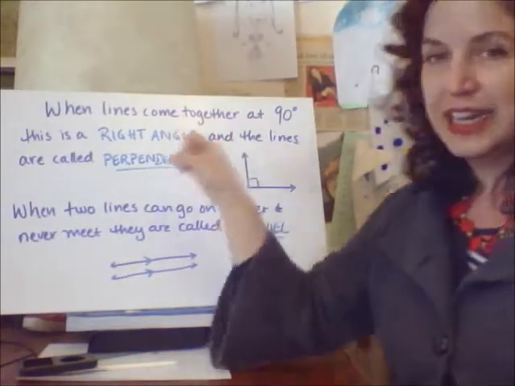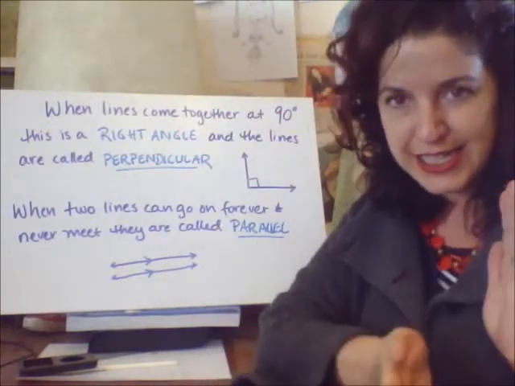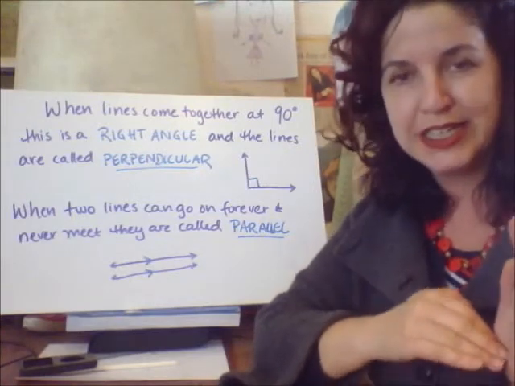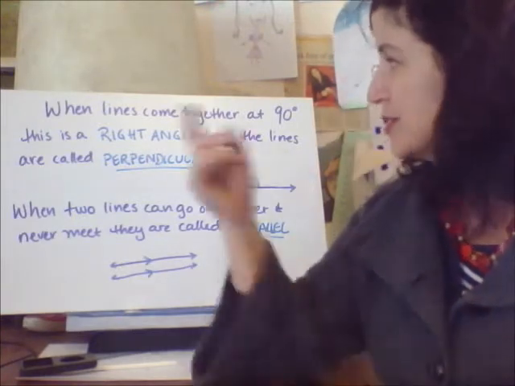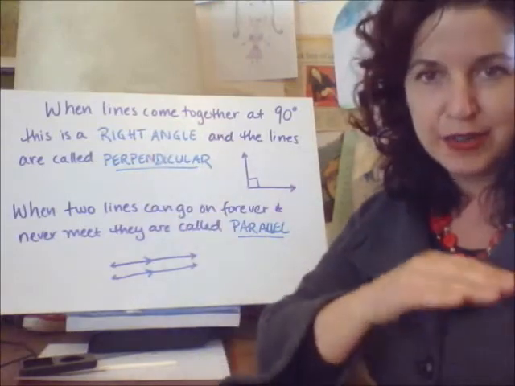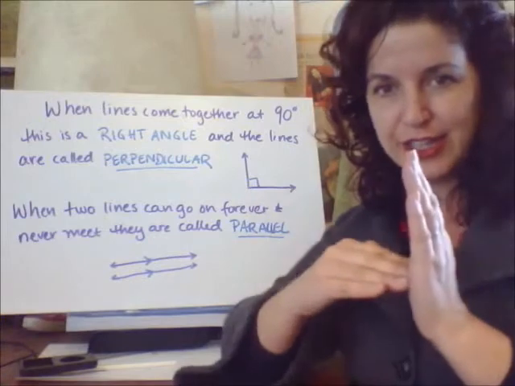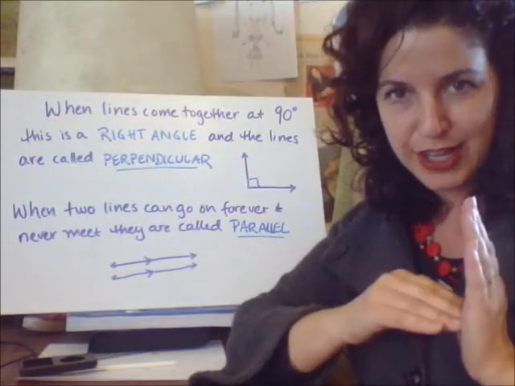Now, if the angle is 90 degrees, as in the corner of your paper or a square, it is called a right angle, and the relationship between the two lines is called perpendicular. So two lines coming together at a right angle are called perpendicular lines.